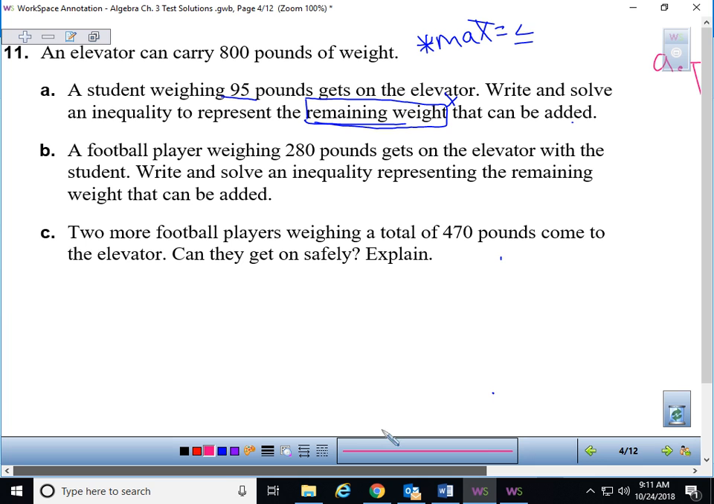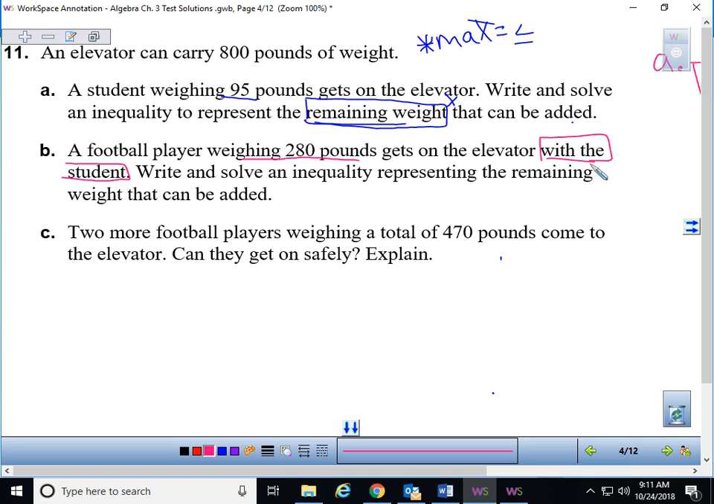So let's just start by reading the problem. B says a football player weighing 280 pounds gets on the elevator with the student. Some of you forgot this part, with the student. So this is going back to A, with the student who's weighing 95 pounds. So when it says with the student, I'm actually going to put that weight. That's 95. And then same directions. Write and solve an inequality representing the remaining weight that can be added.